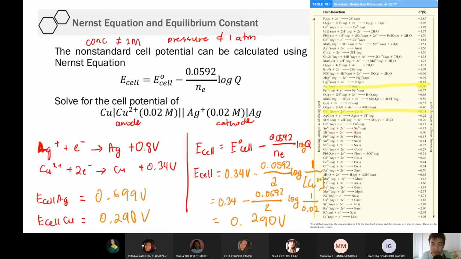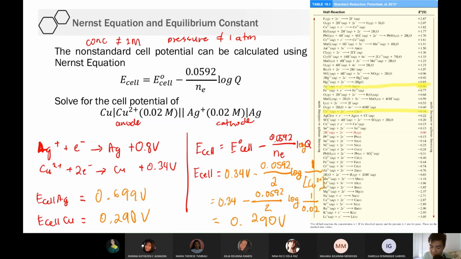To replenish them, kinokuryente sila. Okay, so ganun. Ayan, so we use the Nernst equation. Nagamit na natin yung Nernst equation, pero hindi pa natin nakuha yung cell potential, yung pinagsamang cathode pati anode na.